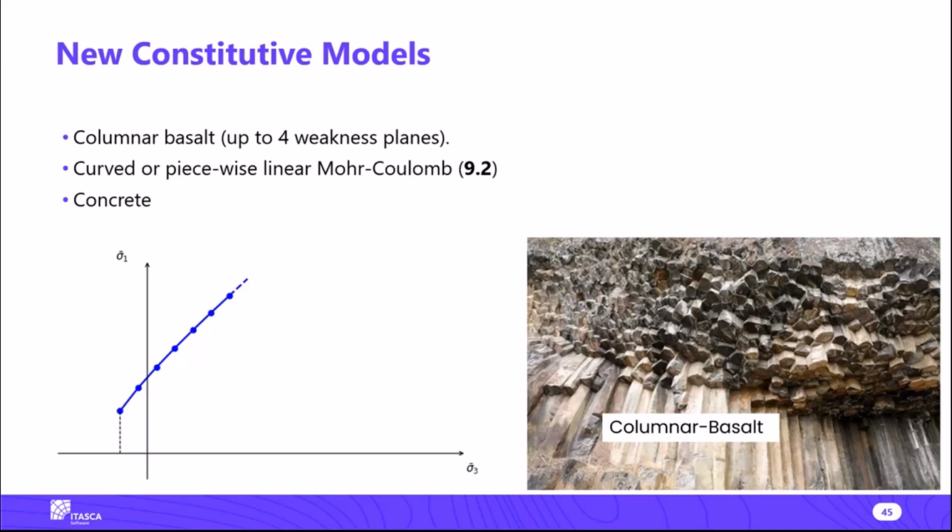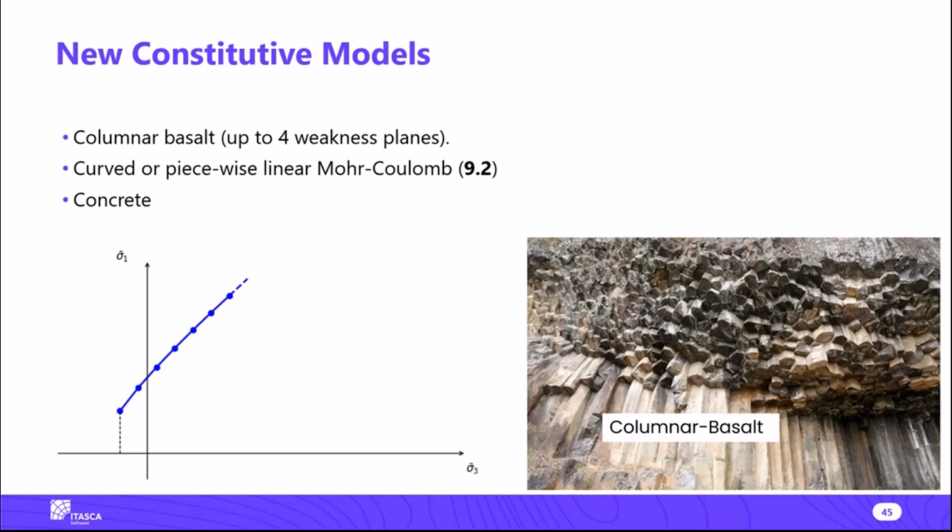In 9.2, so fairly recent, we've introduced the piecewise linear Mohr-Coulomb. So you can have a curved Mohr-Coulomb envelope, and you can either define that with an equation or with a table, just giving these different pieces like I'm showing in this plot on the bottom left.